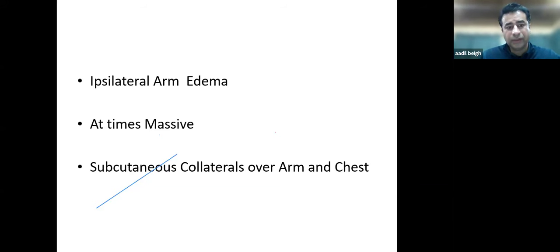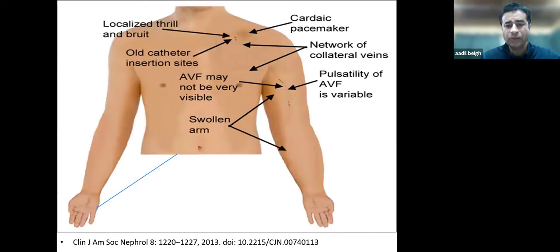This is common. After creation of the fistula, there is an ipsilateral arm edema. You have to evaluate for the central veins. At times it's massive; you have all probably seen the same thing. There are collaterals over the arm and chest, and swelling of the supraclavicular fossa. So you can locate the lesion on examination.